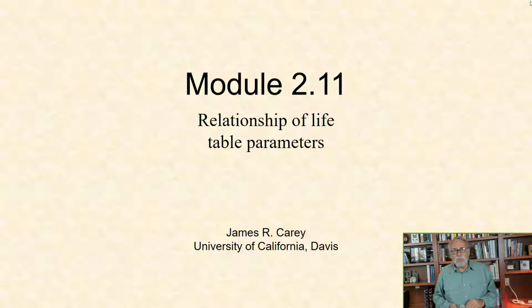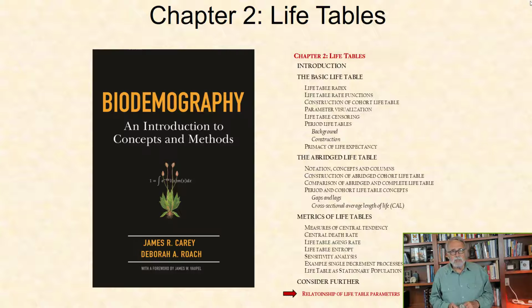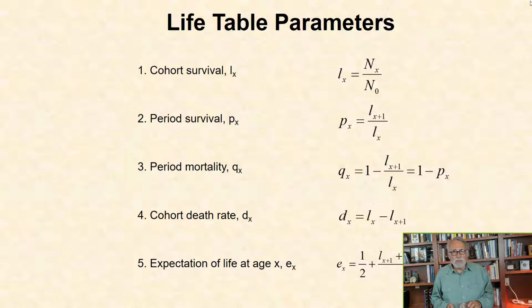In this module of Chapter 2, Module 2.11, I will examine the interconnectedness of the life table parameters. Here are the 5 main life table parameters. There are 4 important connections or relationships among these parameters that merit comment.